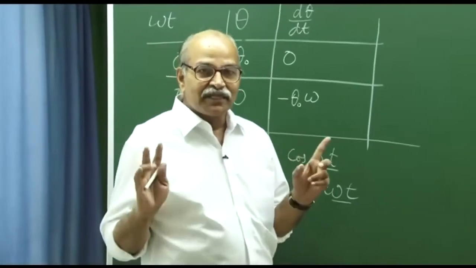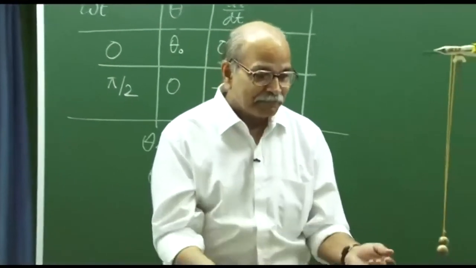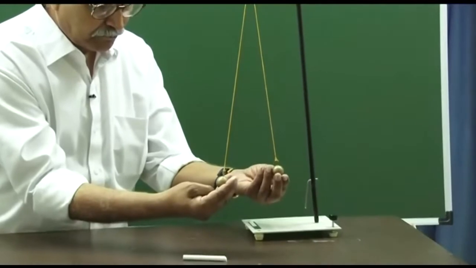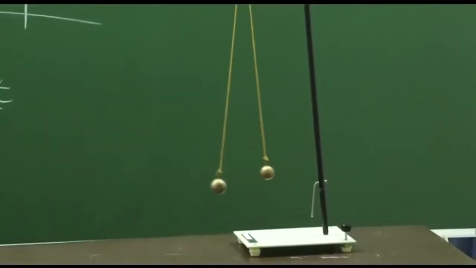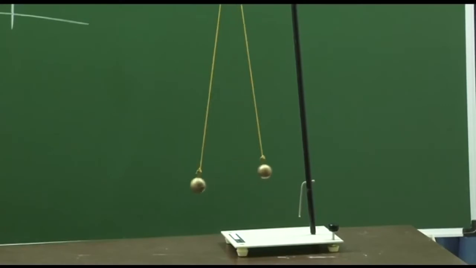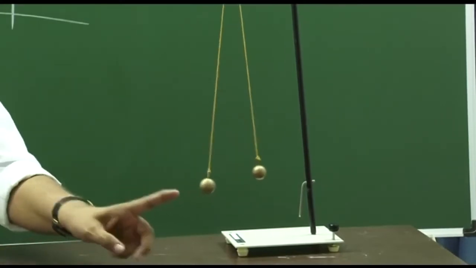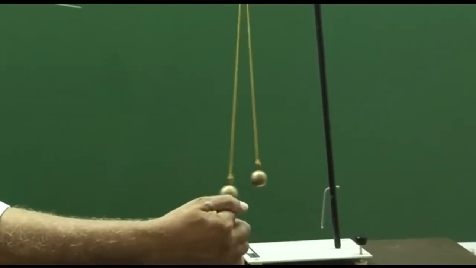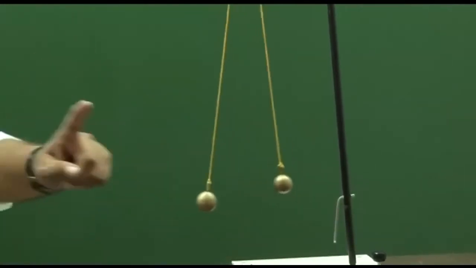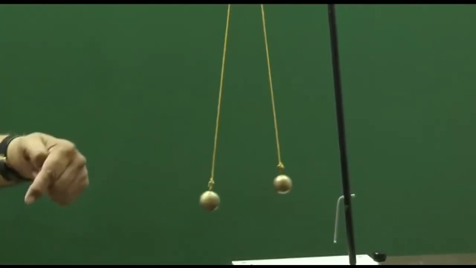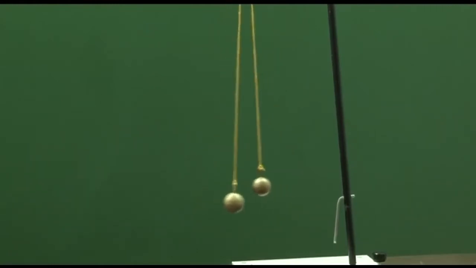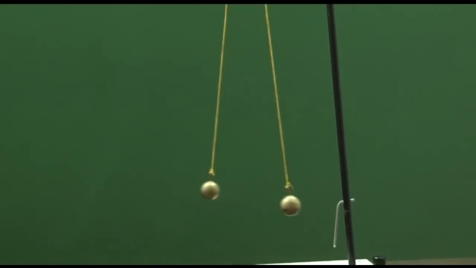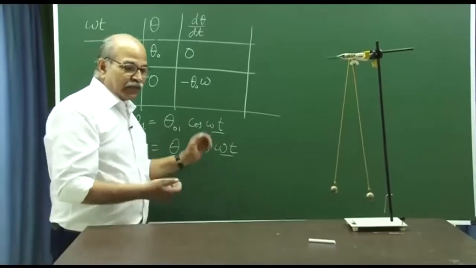Now let me start the motion in a different way. You can see the motion now. The front pendulum is oscillating, the rear pendulum is oscillating. The instant this front pendulum is at its left extreme, at that instant this rear pendulum is at its right extreme. So these two motions cannot be described by a single equation.